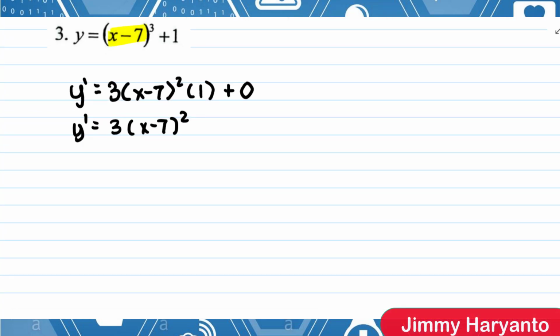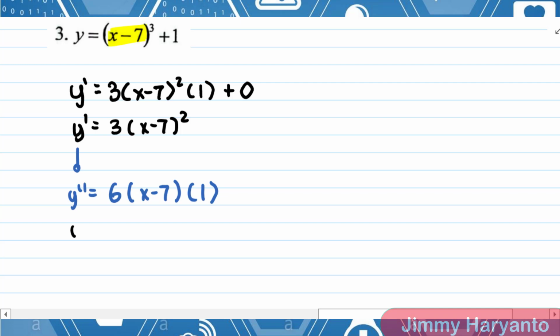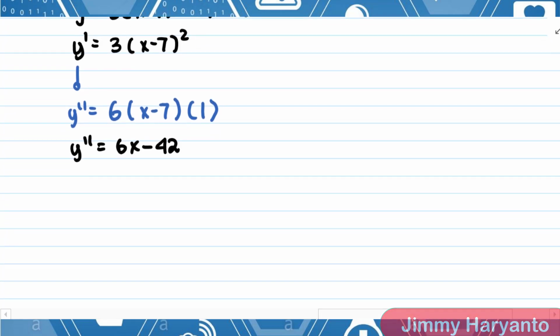Okay, so the y double accent will be the differentiation of the y-accent, and we have to use another chain rule. 3 times 2 equals 6, and then minus 1 the power, it will become 1, and then times it again with the inside function differentiation. So you'll have y double accent equals 6x minus 42. Okay, next is to make it into 0.